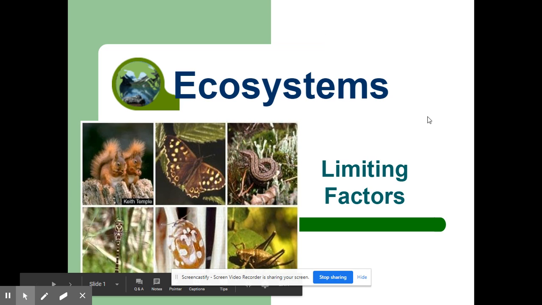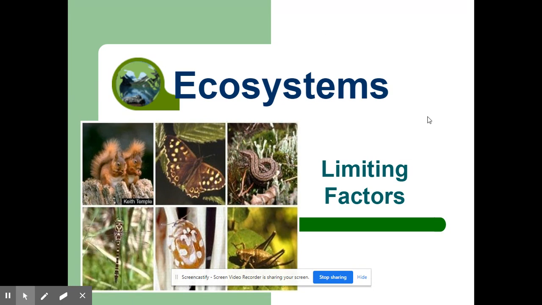So today we're going to still be focusing on ecosystems. We're going to go into something called limiting factors. A limiting factor is anything that controls the growth or survival of a population. So this is anything that controls the growth or decline of a population, and it is called a limiting factor.